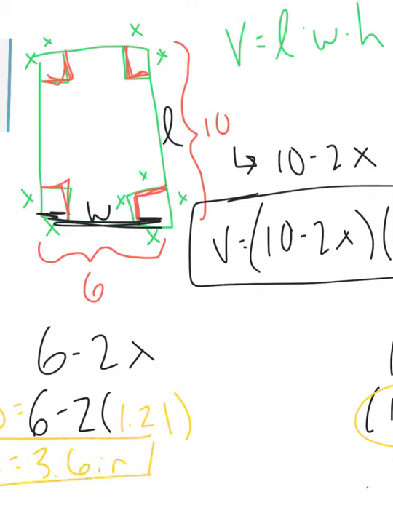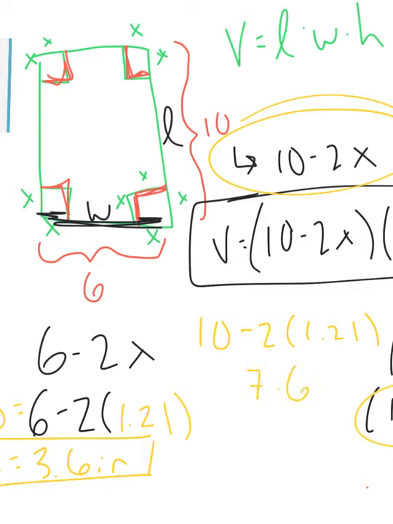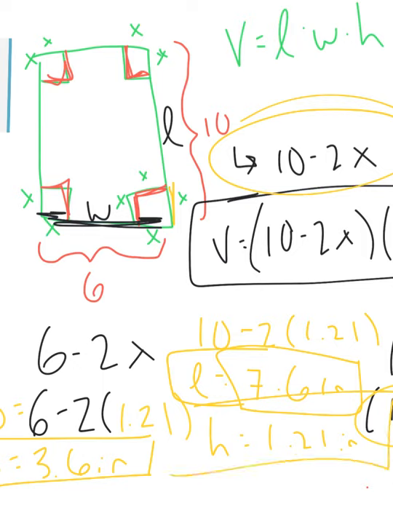We're going to find the length next. So that's 10 minus 2 times 1.21, which is the value of our x. I'm going to do it in my calculator real quickly. I'm getting an answer of about 7.6 inches. And then our height. So that was our width, our length is right here. Our height, remember, was just the value of this x, because that's how much is being folded up, which is just 1.21. So that's how you do the first question. That one's not too bad.